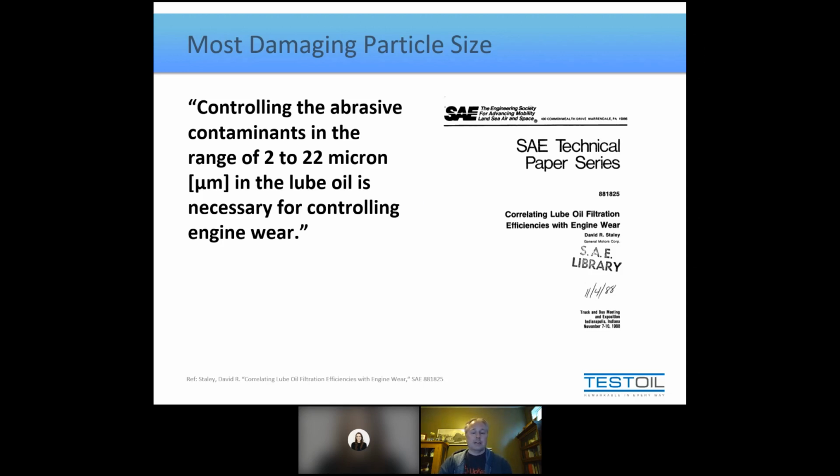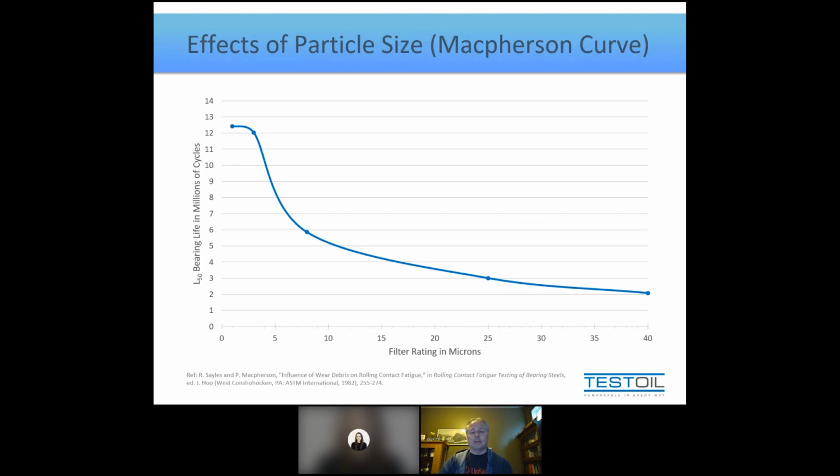So we have to ask ourselves, is this usable information? And one of the most famous pieces of information along that sort of thought is something that you may have seen before. It's called the McPherson curve. And the McPherson curve is just a general plot of data from a very old study. If you start at the very far right-hand side of this graphic, what you're noticing is micron sizes and a level of filtration. The left-hand axis is a number of millions of cycles of a bearing, whereby 50% of the population survived to that point.